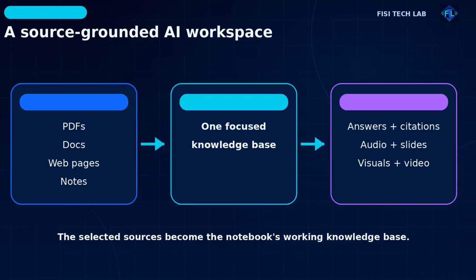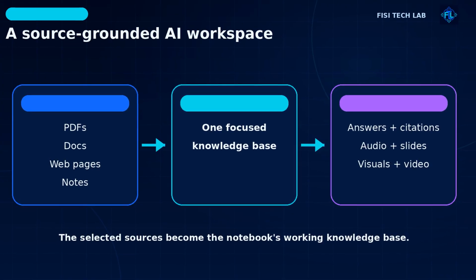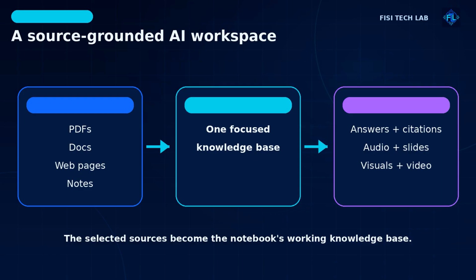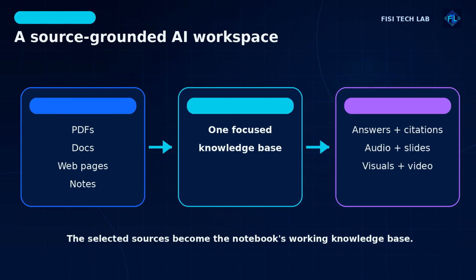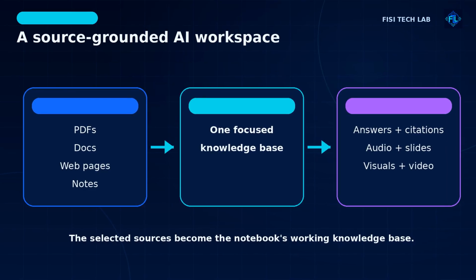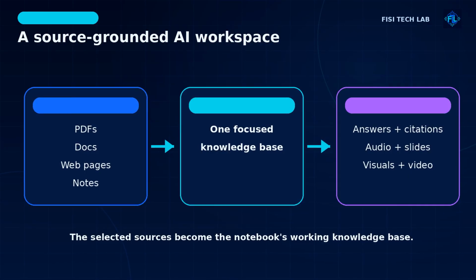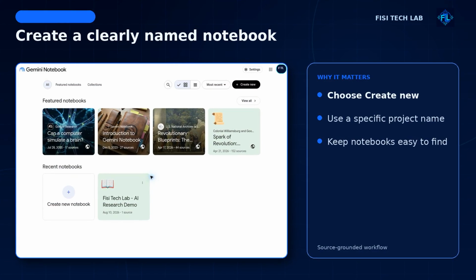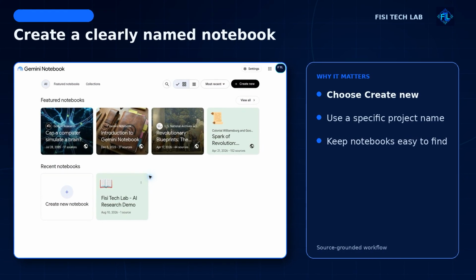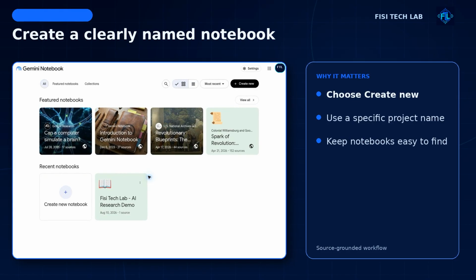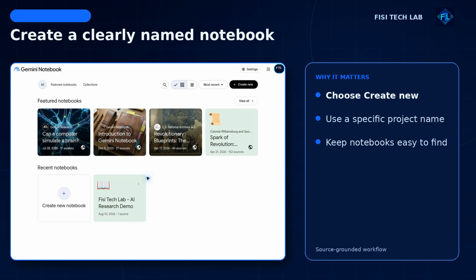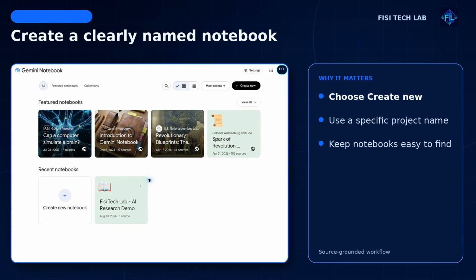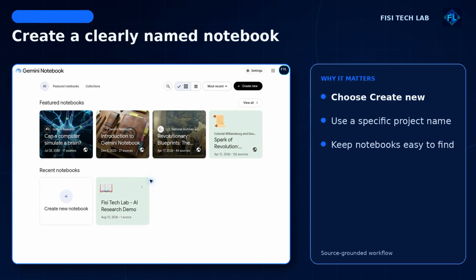Instead of starting with the entire internet, you give it the material you trust: a PDF, a document, a web page, a video link, notes, or a collection of sources. It then helps you understand and transform that material. This is different from opening a general AI chat and asking a broad question. Here, the sources you select become the notebook's working knowledge base, and important answers can point you back to those sources.